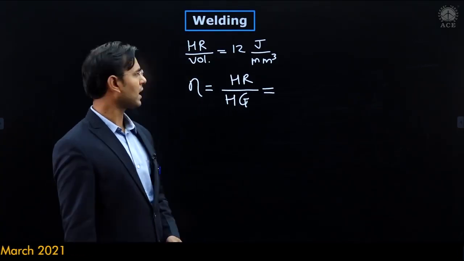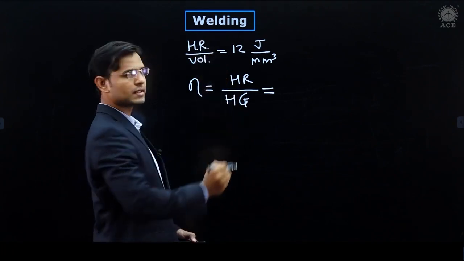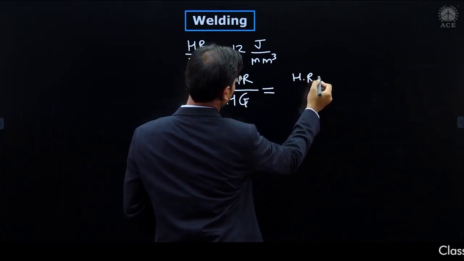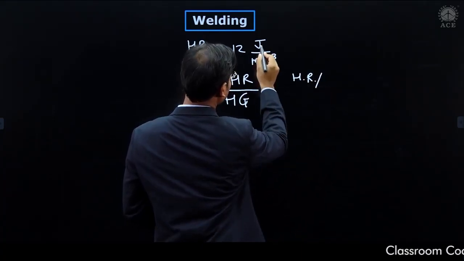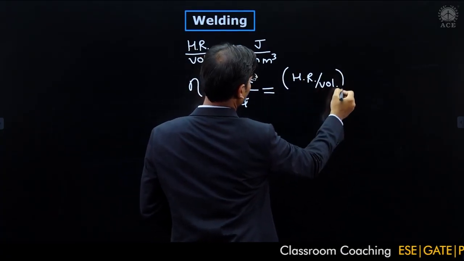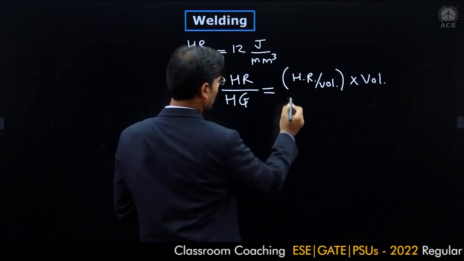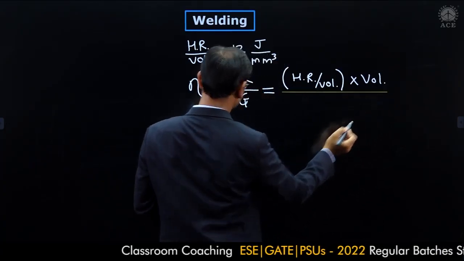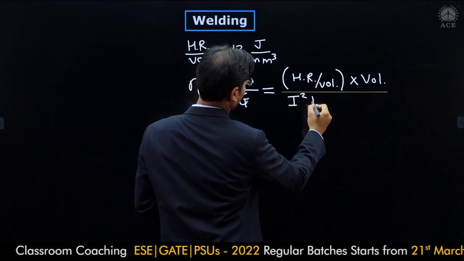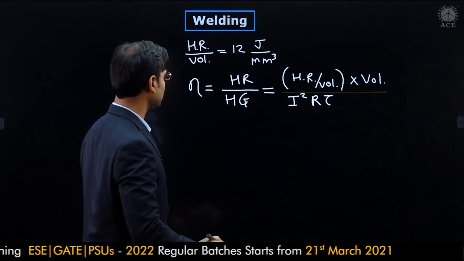What is the formula of heat required? Here the heat required is given. Heat required per unit volume, in joules per cubic millimeter, is given. So heat required is heat required per unit volume into volume, divided by heat generated, that is I square R into tau. Tau is the time, in seconds.